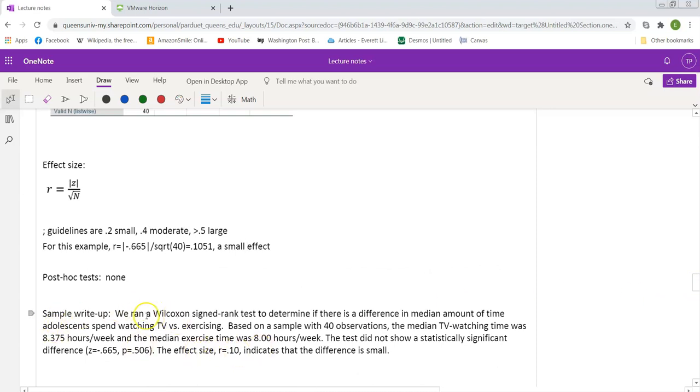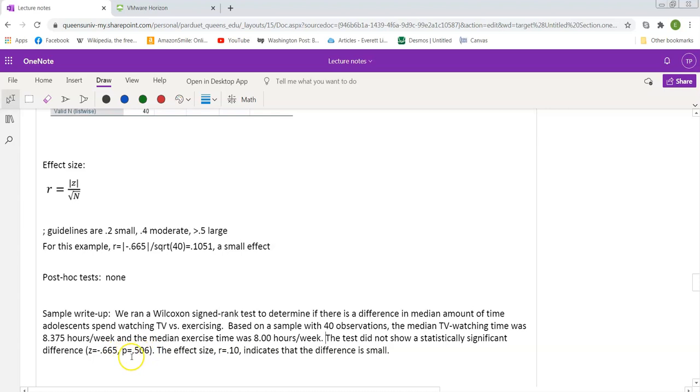All right, so here's our sample write-up. So we ran a Wilcoxon signed rank test to determine if there's a difference in the median amount of time adolescents spend watching TV versus exercising. It's our usual sentence explaining what we did. And then in the next sentence, we report our descriptive statistics. And then finally, the test did not show a statistically significant difference. And we got that as our p-value. And then I went ahead and stated the effect size, which you don't have to do if you fail to reject H0 again.